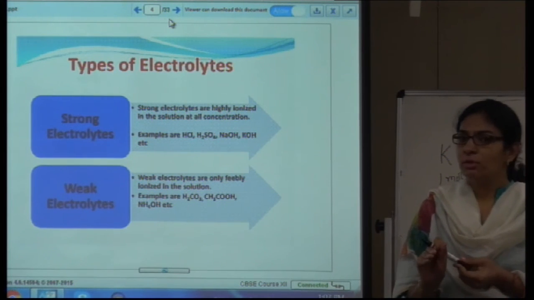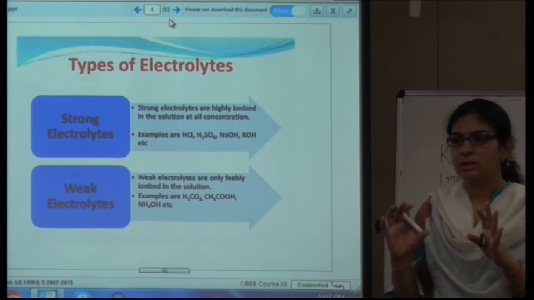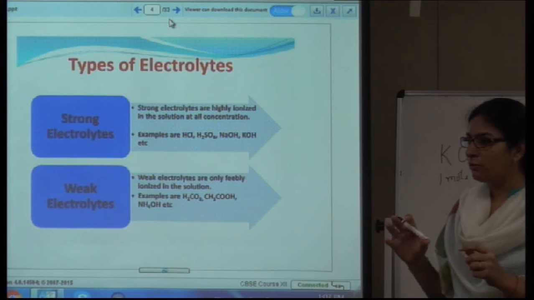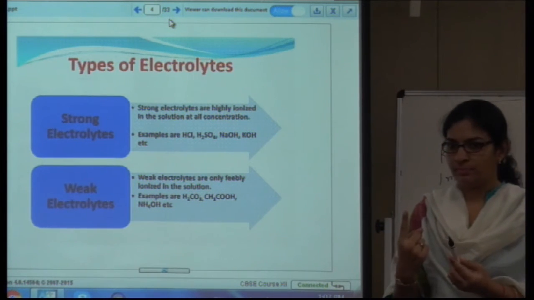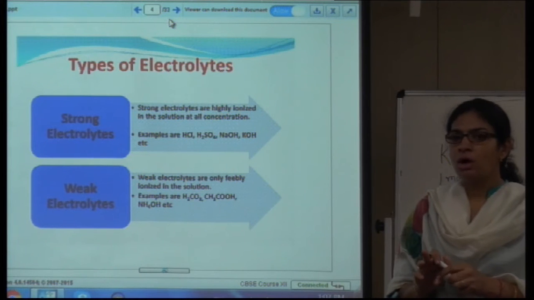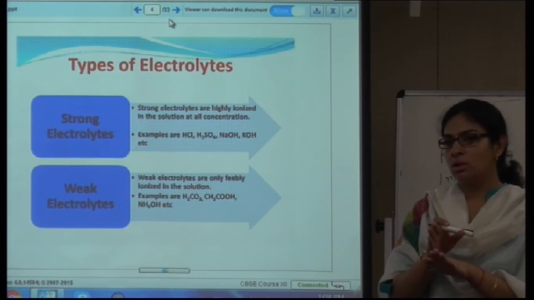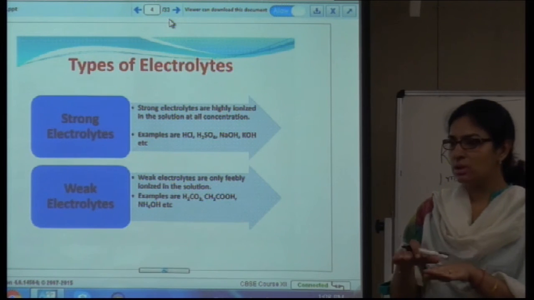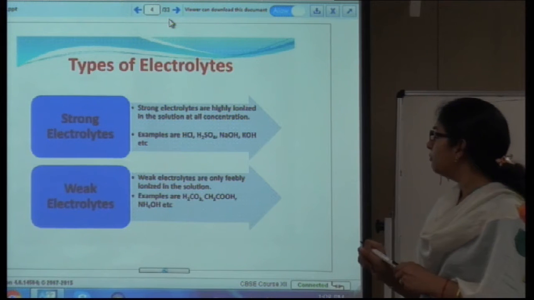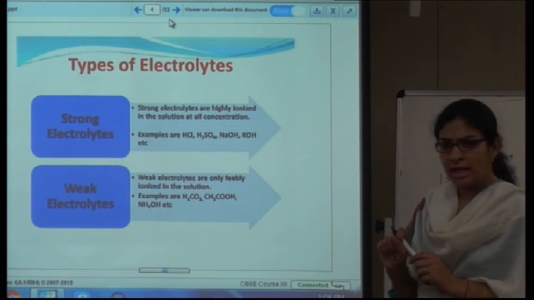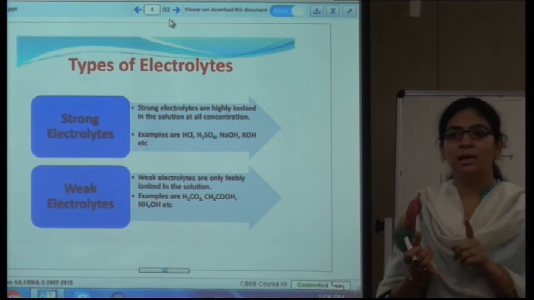So if it is fully dissociated, we can also say that it is 100% dissociated. So therefore the degree of ionization is how much? It is 1, right? So strong electrolytes are those electrolytes that are dissociated completely at all concentrations. For example, you have HCl, H2SO4, NaOH, KOH, KCl, NaCl.